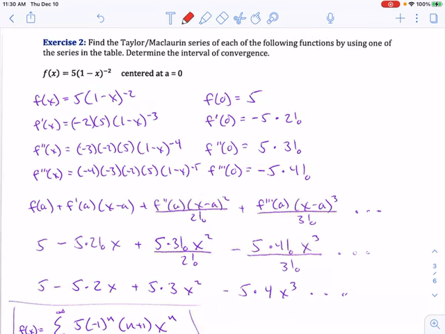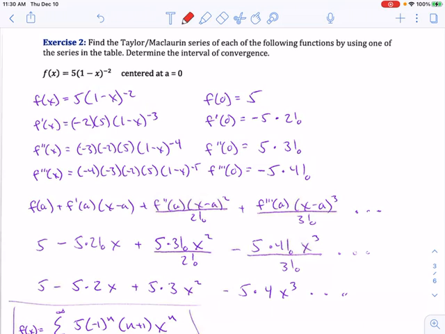In this video, we want to find the Taylor or Maclaurin series of each of the following functions by using one of the series in the table, and then determine the interval of convergence. Well, actually, for the first one, I am not going to use any of the series in the table. I decided to go through this one using the entire process for developing a Taylor or Maclaurin series.